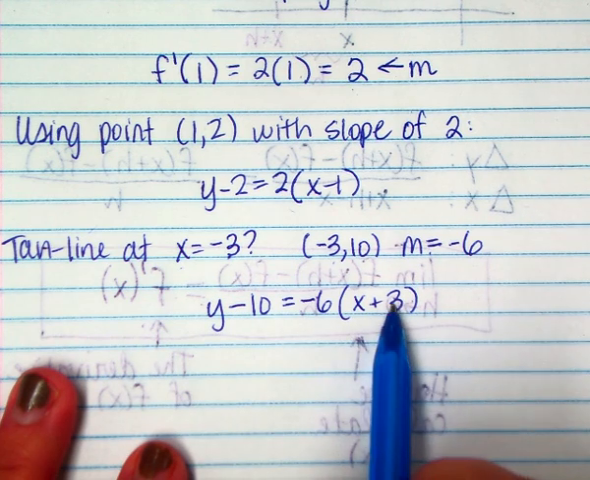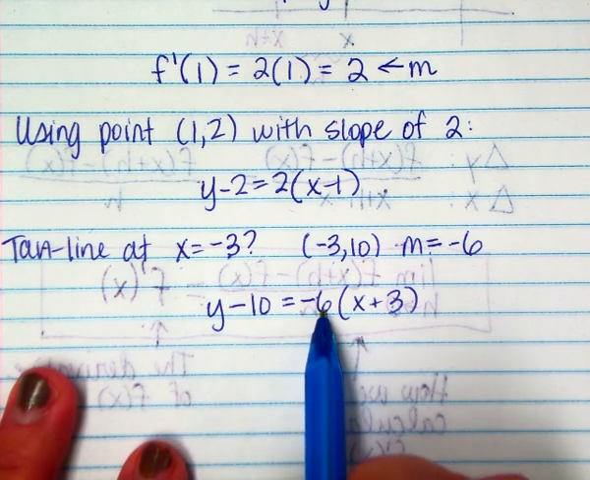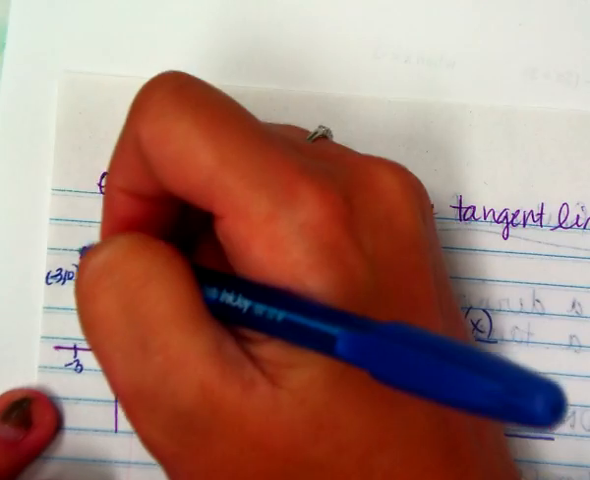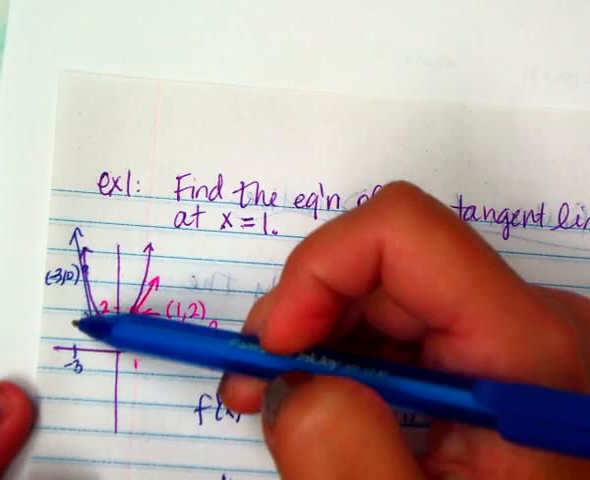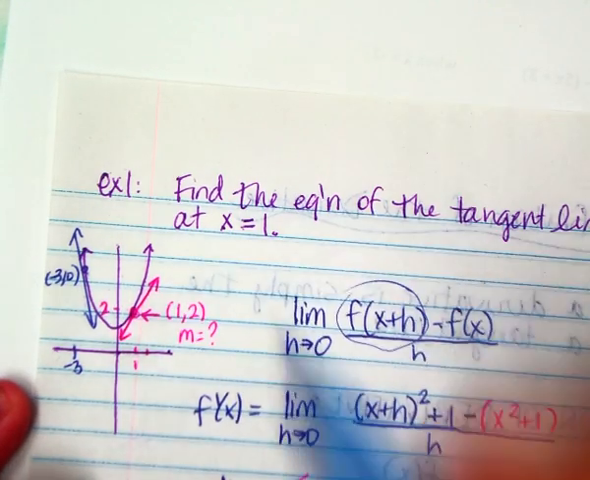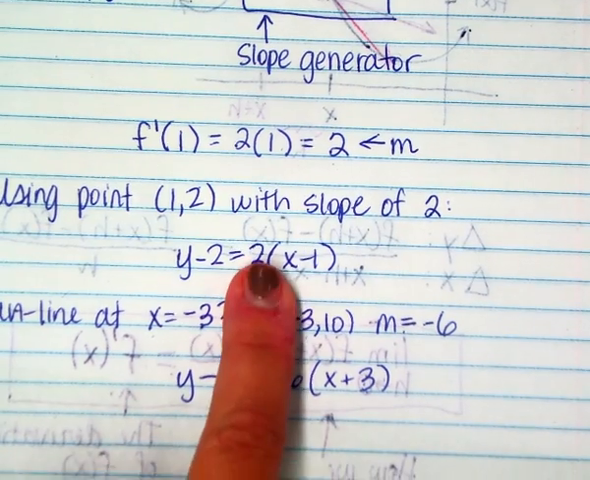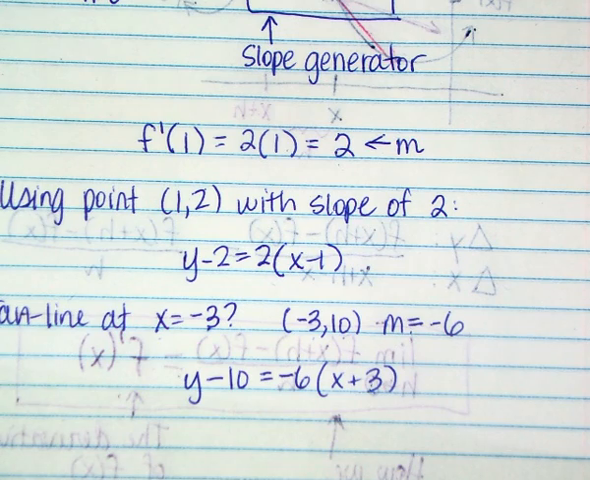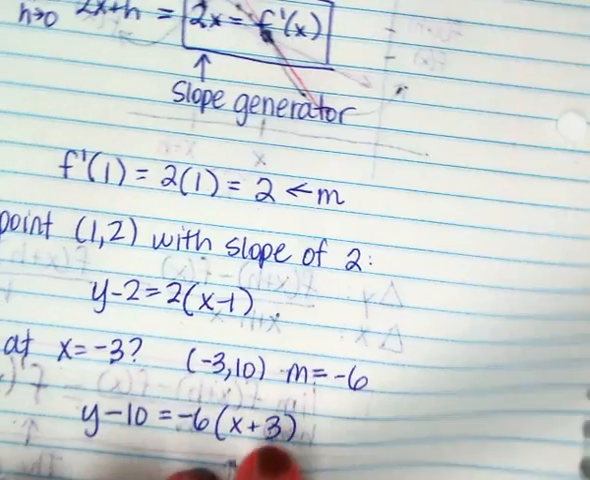I have a new point that it goes through and a different slope because I'm on a different part of the parabola. Isn't this slope obviously negative, whereas this slope was obviously positive, and that kind of came through in my tangent line equations. Okay, so let's try one more so that you can get practice with this tangent line with the derivative formula.